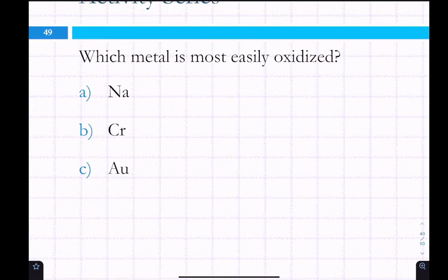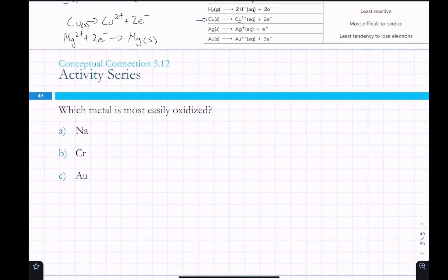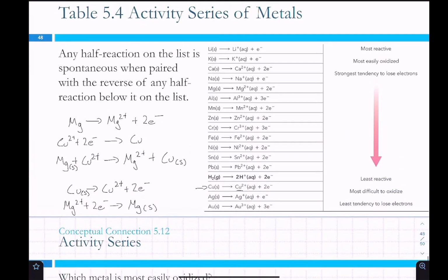So which metal is most easily oxidized? That means we need to go and look for where sodium is on the list. Actually, sorry. Out of these three, sodium, chromium, and gold, we want ease of oxidation. Sodium's the easiest to oxidize. So sodium can have its electrons stolen by everybody below it.